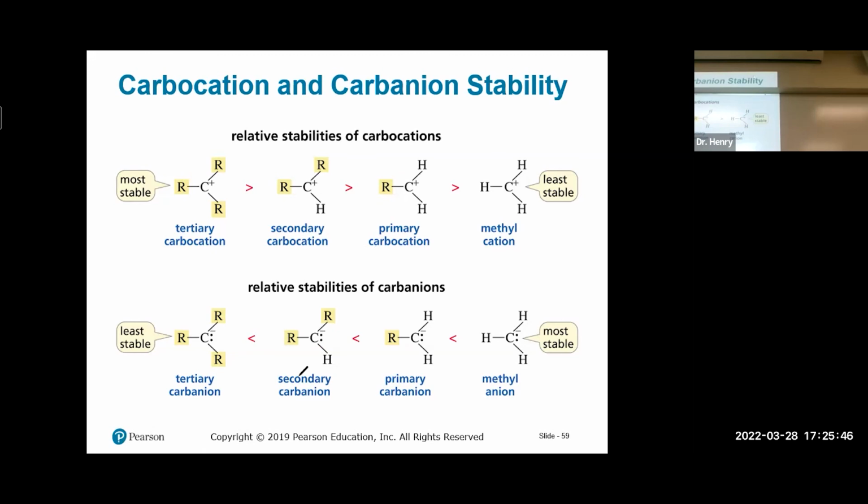Okay. So you guys already see the trend, right? When we have the cation being surrounded by bulkier things, it's more stable. So if we go from a tertiary carbocation to a secondary carbocation, that's most stable to least stable. The methyl cation is the least stable. Now, this is just the opposite in the case of the anion. This is going to be less stable and the methyl is going to be more stable.